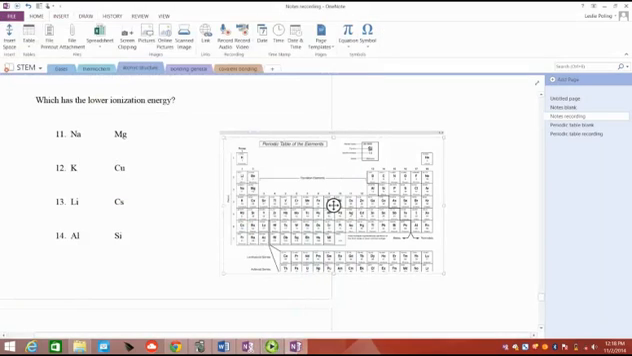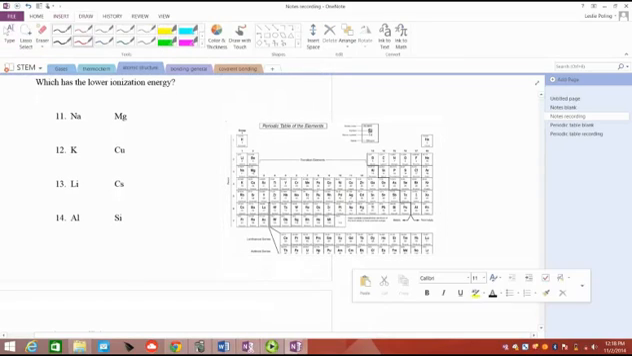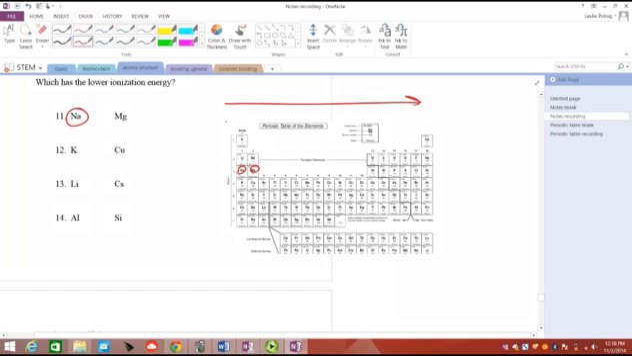So which has a lower ionization energy? We're looking at sodium and magnesium. Sodium would have a lower ionization energy. Ionization energy increases that way, increases that way.